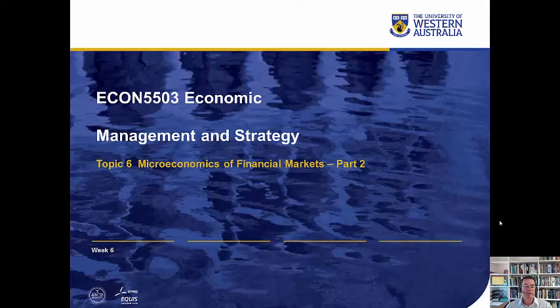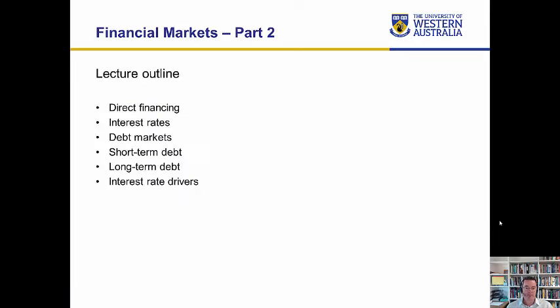This is part 2 of topic 6, the microeconomics of financial markets. Now you'll recall in part 1 of this topic I described how there are different debt markets, in particular short-term and long-term debt markets, and in those debt markets there are different interest rates, short-term and long-term interest rates. Now to actually facilitate the lending in those markets, that is the transfer of money from the lender to the borrower, there needs to be some sort of financial instrument or debt instrument, and it's those instruments which facilitate the transfer of money that we're going to learn about in this particular topic.